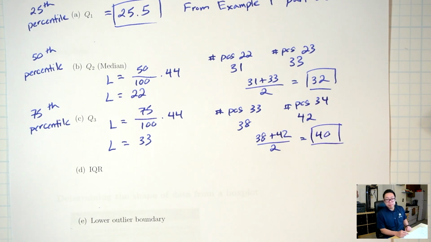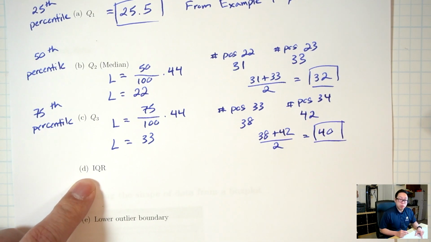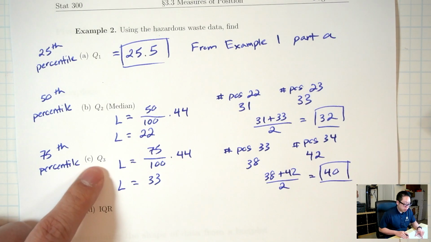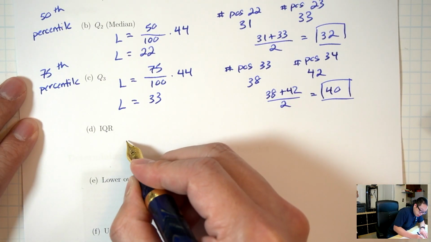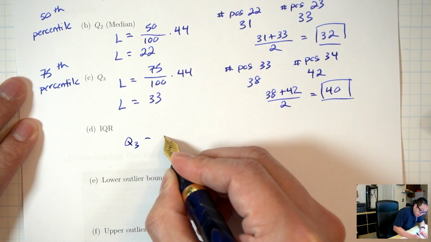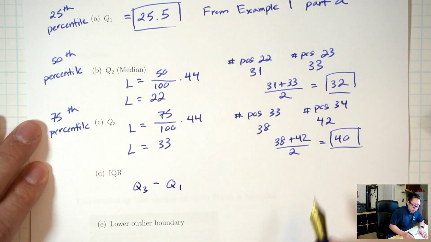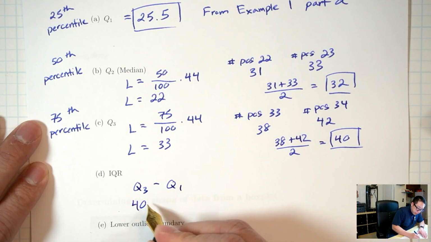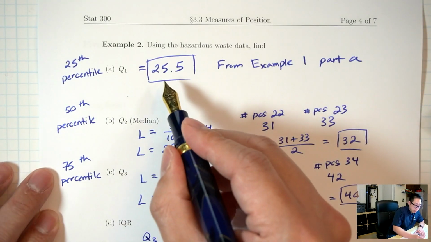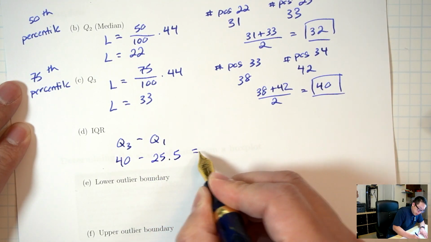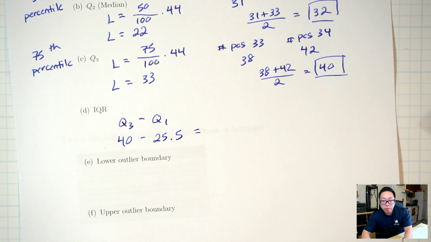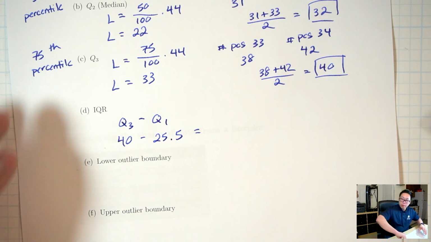And that's Q3. IQR, the interquartile range, is you take your Q3 and minus your Q1. So it's Q3 minus Q1. So Q3 here is 40 minus Q1, 25.5. And that is 40 minus 25.5, 14.5.